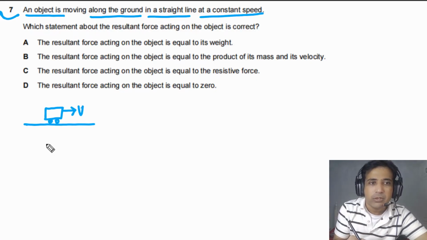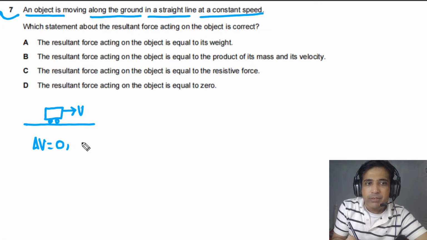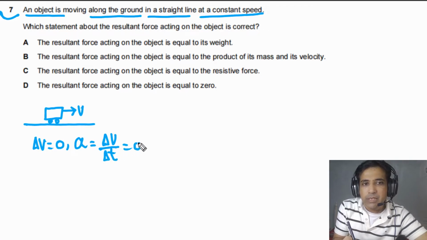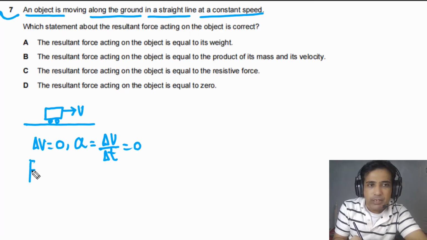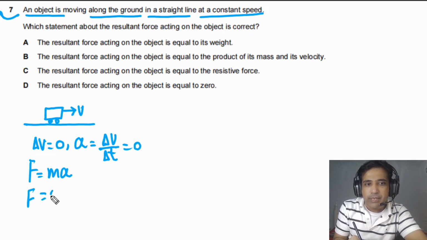So in this case, delta v is equal to 0, meaning the change in velocity is 0. It simply means that a is also equal to 0 because a is equal to change in velocity over time taken. So this is also equal to 0. As a is equal to 0, it also means that the resultant force acting on the object is also 0. So simply in this case, we will get F is equal to 0 because a is equal to 0. So the resultant force acting on the object is 0.